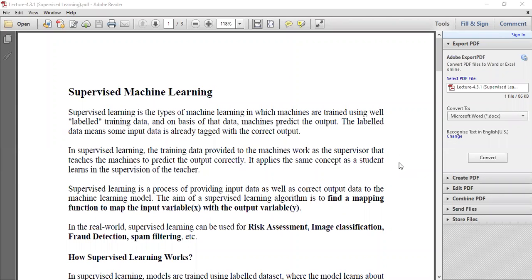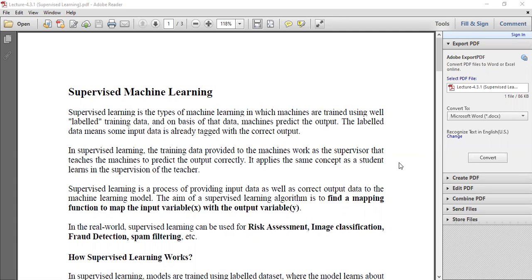Hello friends, today's topic is supervised machine learning. Supervised learning is the type of machine learning in which machines are trained using well-labeled training data, and on the basis of that data, machines predict the output. Labeled data means some input data is already tagged with the correct output, and in supervised learning, the training data provided to the machine works as a supervisor that teaches the machine to predict the output correctly.